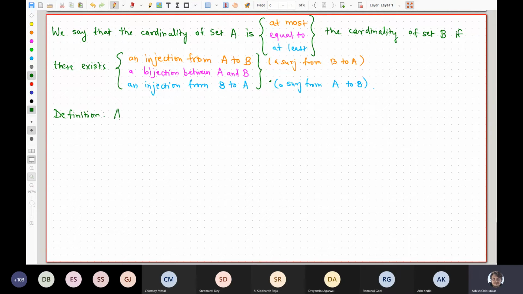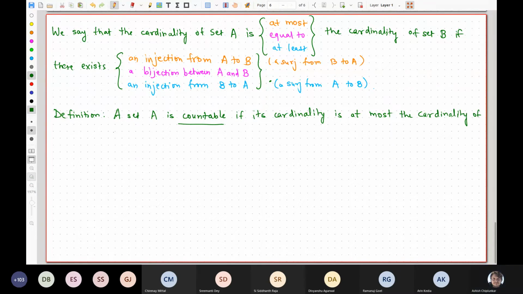So now one more little definition. We say a set A is countable if its cardinality is at most the cardinality of the set of natural numbers.